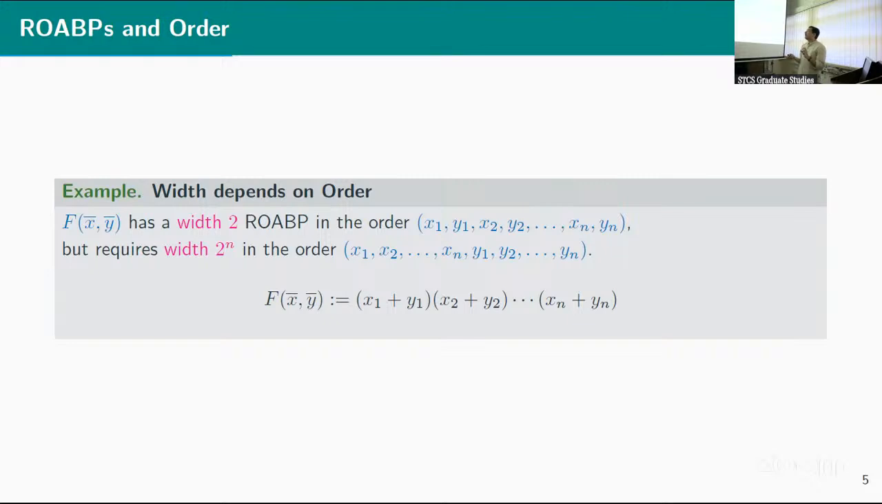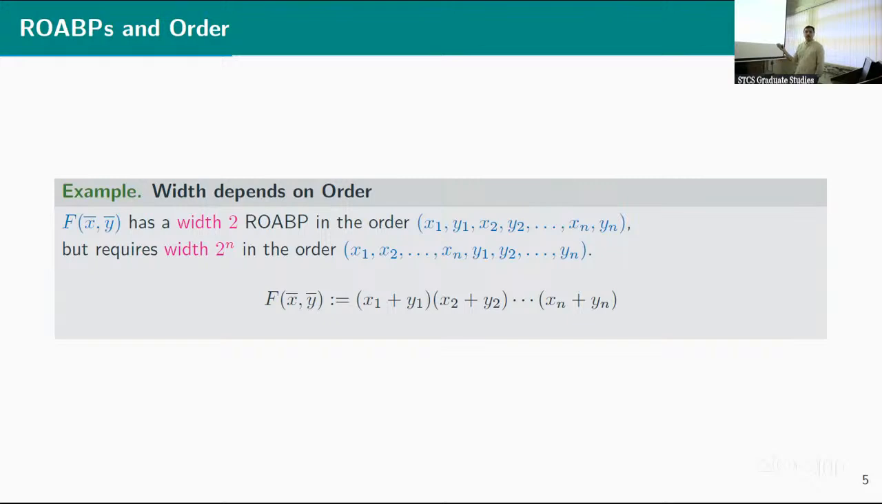So if you do it in the correct order, which is why if you read each xy pair together, in any permutation but together, each xy pair, xi, yi, then it has a width 2 ROABP. But it is known and it can be shown that this requires width 2 to the n whenever you decide to read all the x variables before all the y variables, or the other way around. So it's extremely sensitive to the ordering, the width of the ROABP that your polynomial will have.